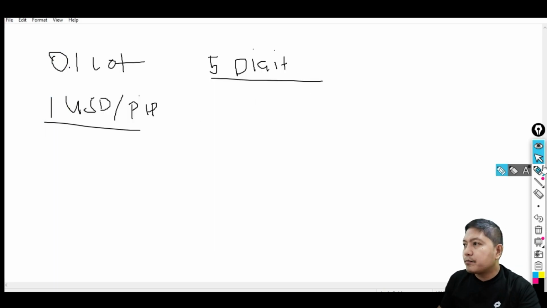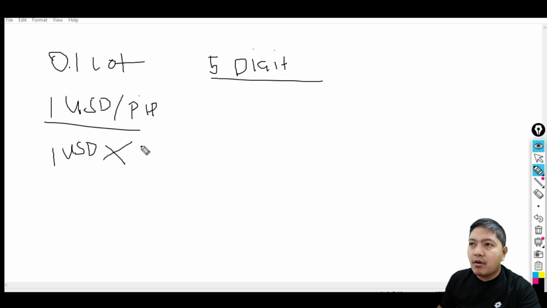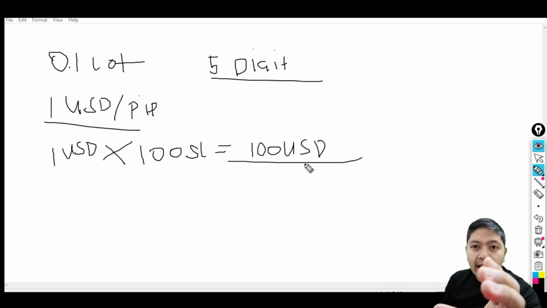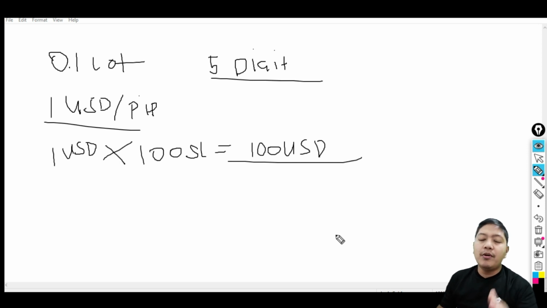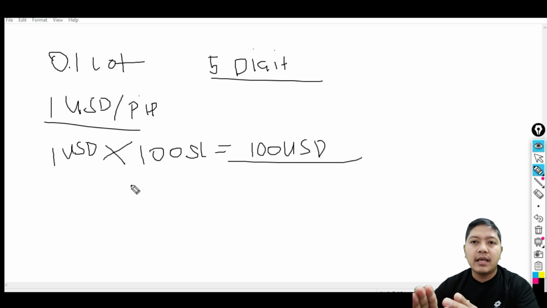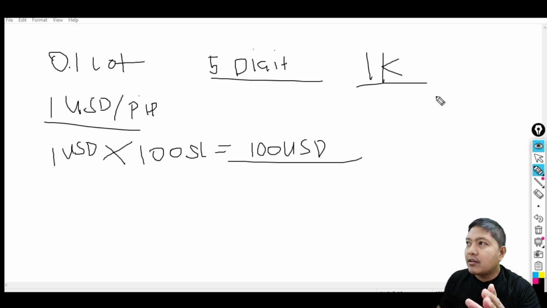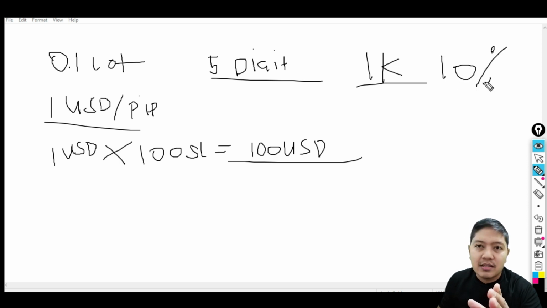That means $1 USD multiplied by 100 pips of your stop loss is equivalent to 100 USD. So you're going to lose 100 US dollars if you use 0.1 lot size. If your account is not big enough to cover this, let's say you are using 1k US dollars of capital, that is 10% of your capital. That is too big a risk if you are using 1k.